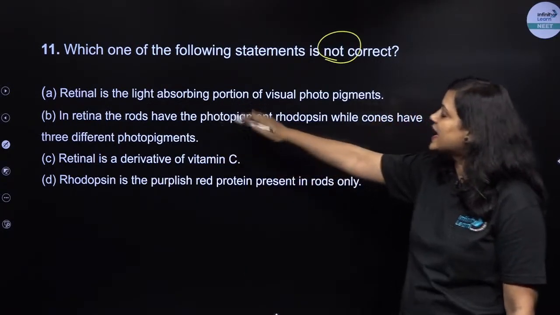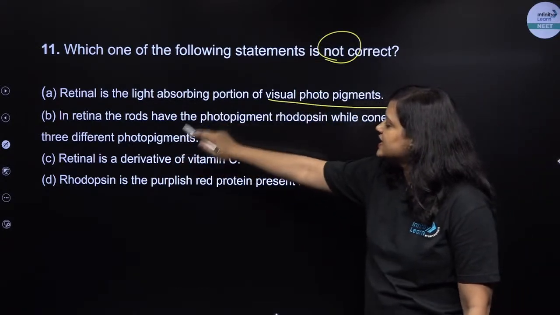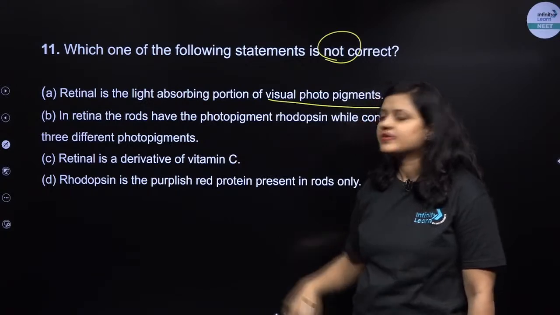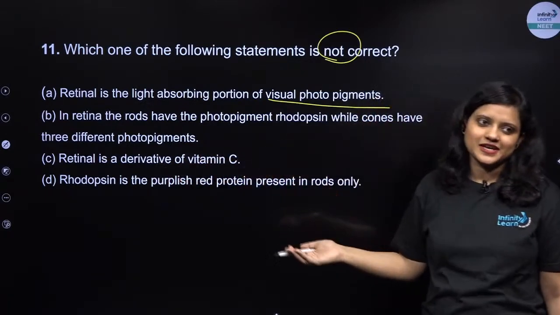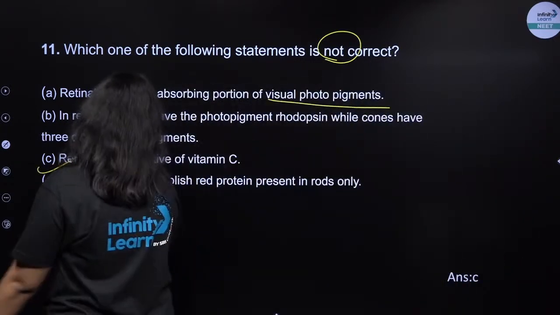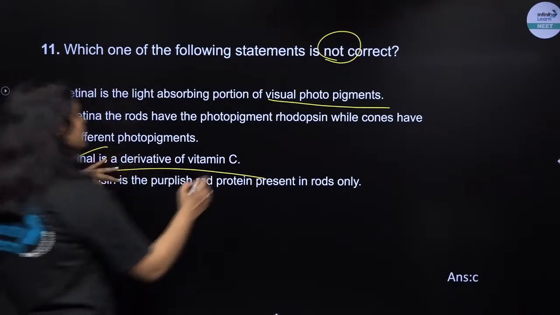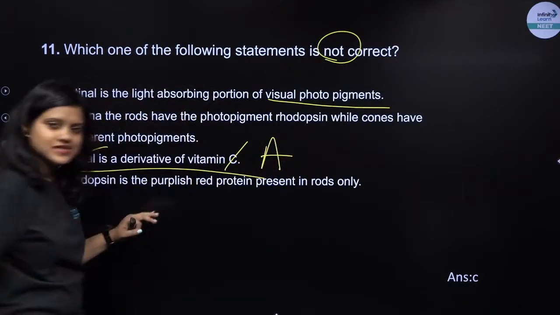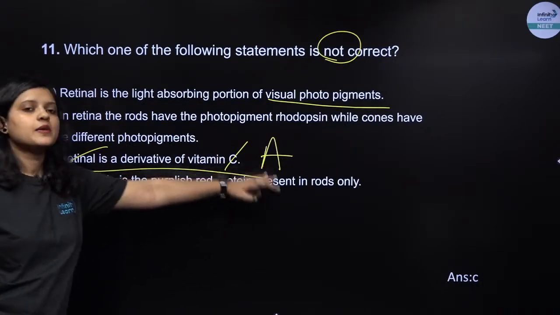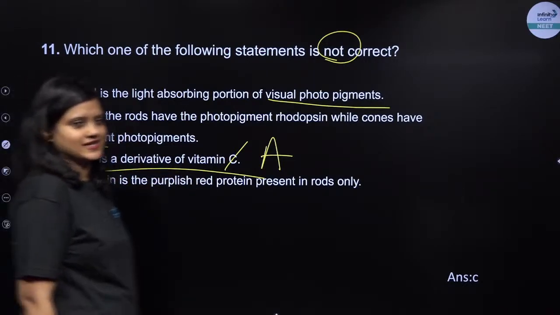Retinal is the light absorbing portion of visual photopigment. In the retina, the rods have the photopigment rhodopsin, while cones have 3 different photopigments. Retinal is a derivative of vitamin C. Did you get it? Yes. The wrong statement is this one. Why? Because retinal is a derivative of vitamin A and not C. Right? Rhodopsin is the purplish red protein present in rods only. Yes, rhodopsin is present in rods. That is correct.